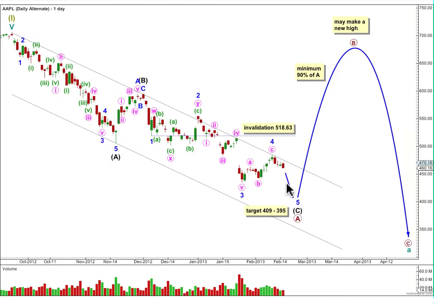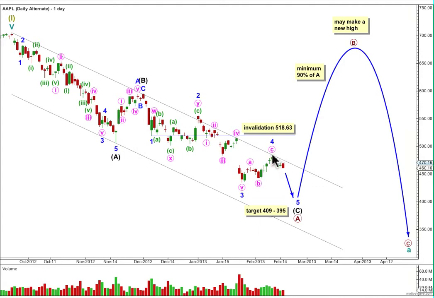Both of my wave counts at the daily chart level expect more downwards movement for the next couple of weeks or so, maybe even a month. The target's a bit different though. For this alternate wave count at 409, wave 5 blue or minor degree would reach equality in length with wave 1, and at 395, intermediate wave C would reach equality in length with intermediate wave A. So the target here is a bit higher.